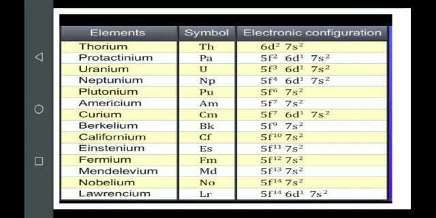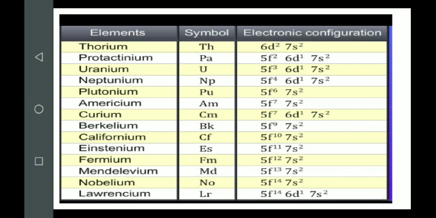Out of these 14 elements, only thorium and uranium occur in nature. It means they are naturally occurring, and all the remaining elements are man-made or synthesized. They are observed to be produced during nuclear reactions. So all these 14 elements are also radioactive in nature. It means they may undergo radioactive decomposition or radioactive decay.